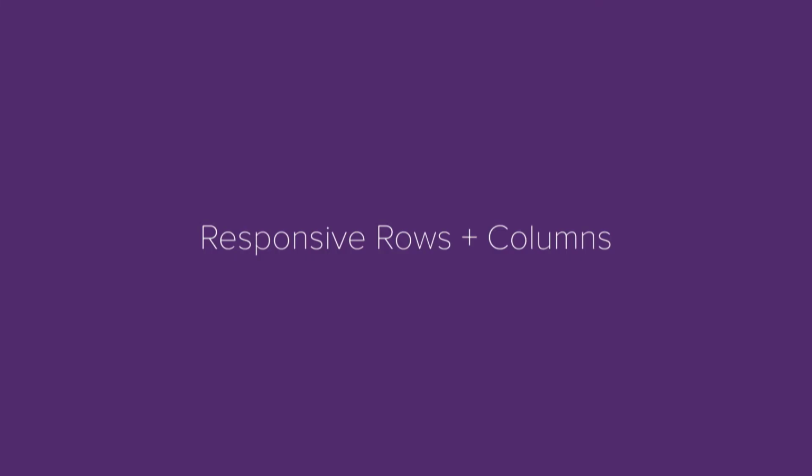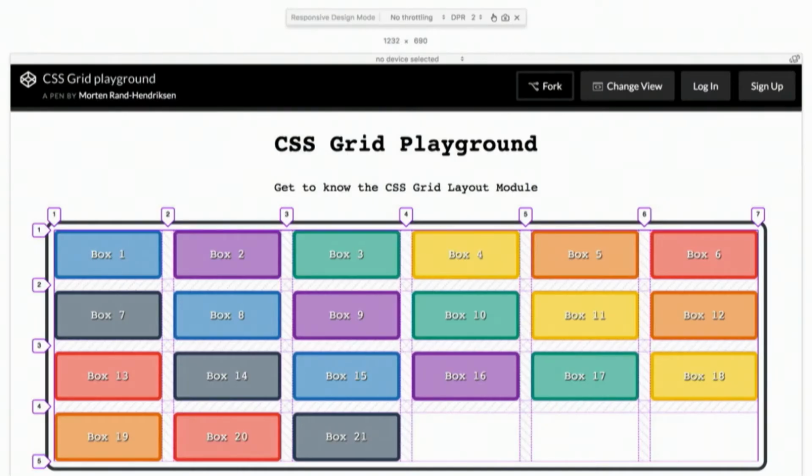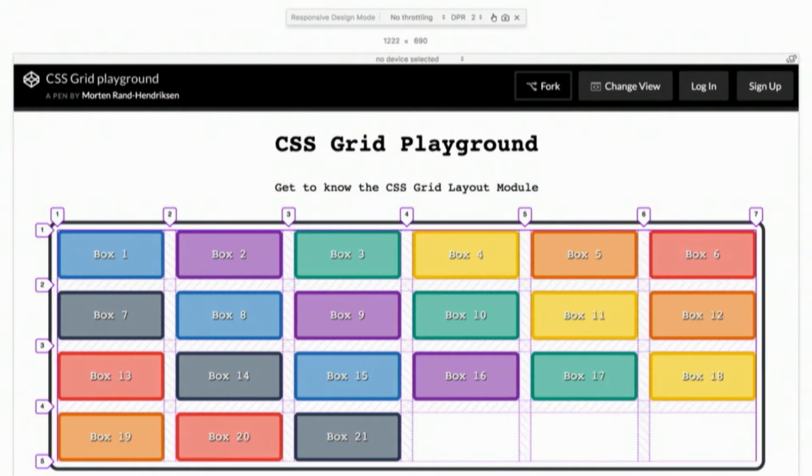But it gets better. With CSS Grid, you can create these crazy responsive rows and columns. And the way you do that is by using this new function called minmax. The minmax function allows you to say, I want a column, and I want it to be minimum width 5 and maximum width 10, so it'll flex between those two sizes. And you can set the sizes to any type of property you want. So pixels or ems or percentages or FRs or whatever. And the result is a grid layout that's responsive.